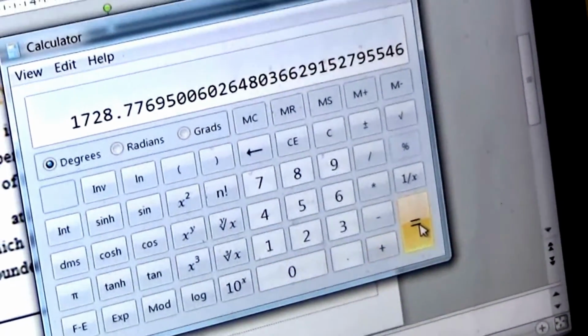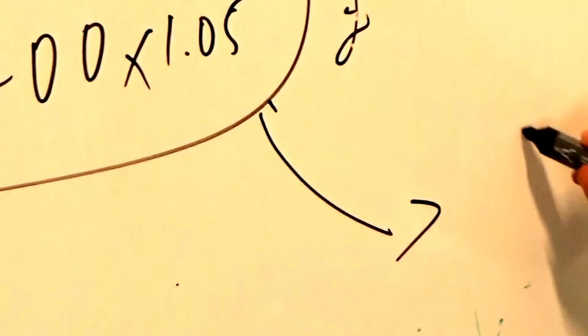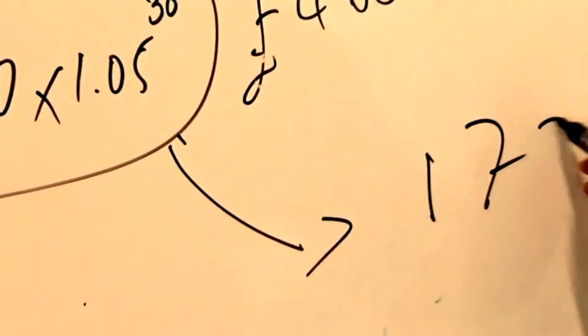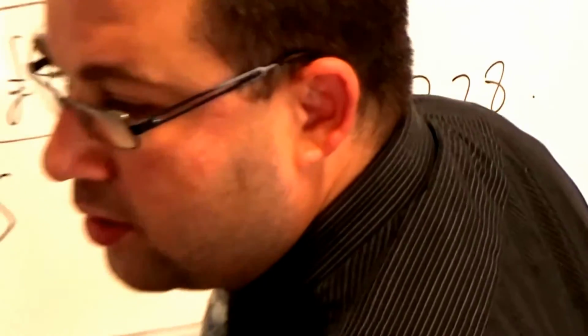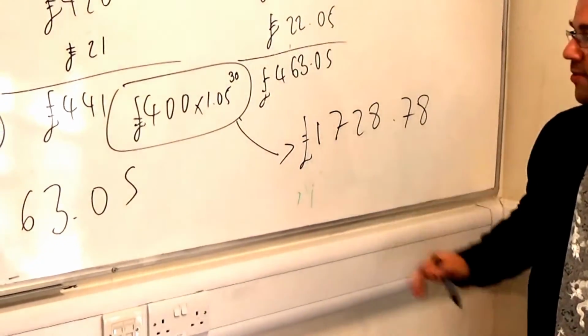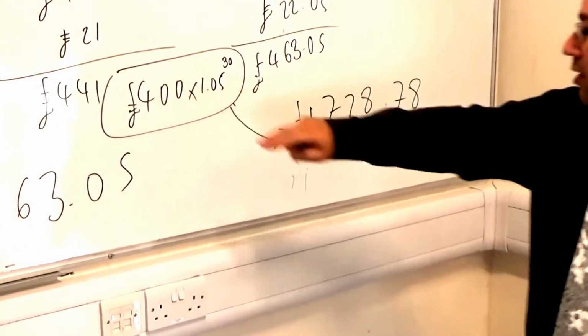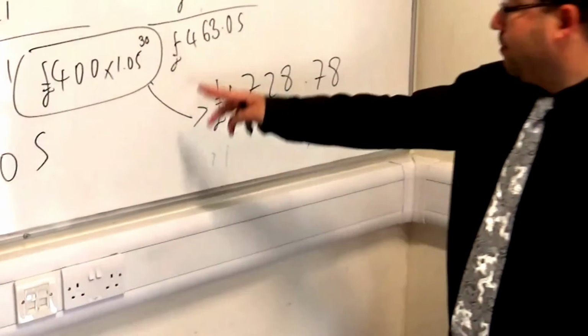So, after 30 years, that would be £1,728.78 to two decimal places. So that's how much you had to pay for a £400 loan after 30 years at 5% interest per annum, compound interest.